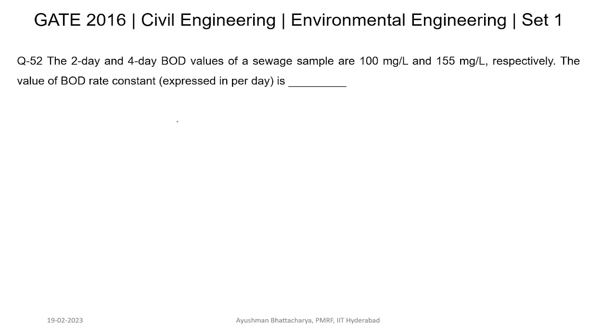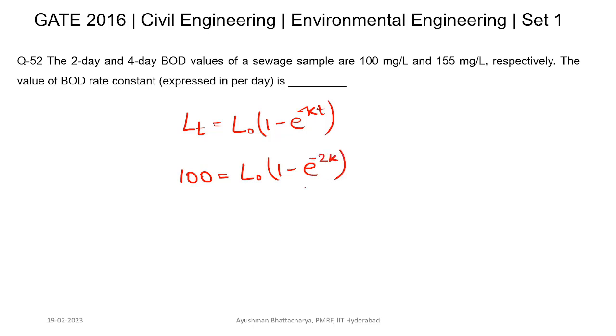So we know that the BOD at time t, L_t, is equal to the ultimate BOD times (1 minus e raised to power minus kt). Using this formula, the second day BOD will come out to be 100 = L naught (1 minus e^(-2k)). For the fourth day BOD, it will come out to be 155 = L naught (1 minus e raised to power minus 4k).